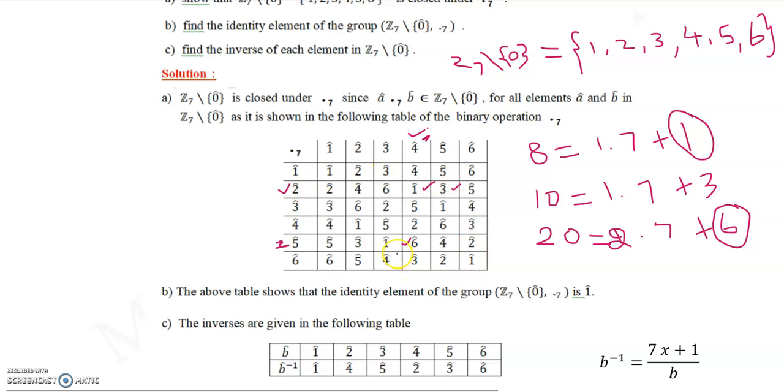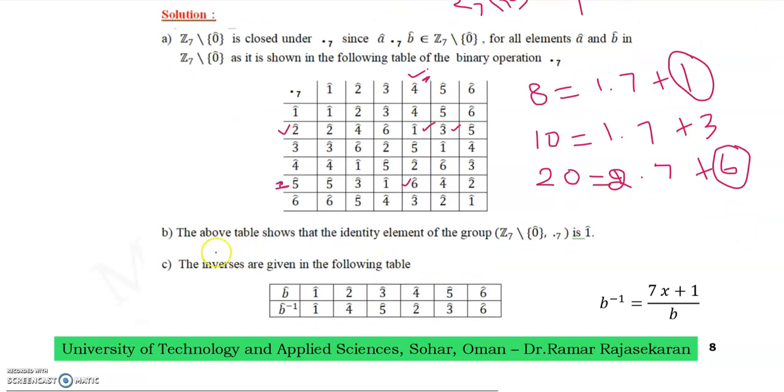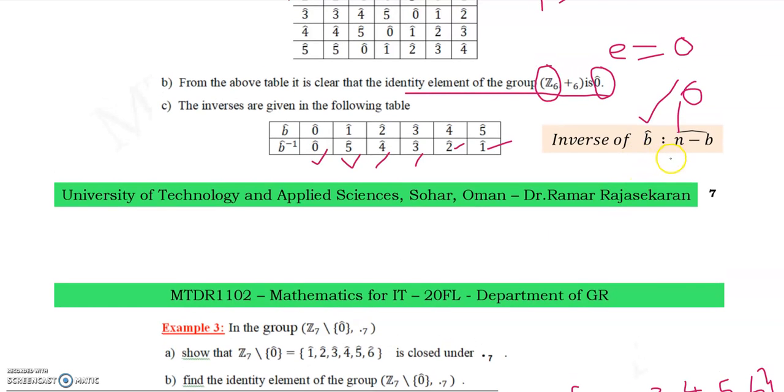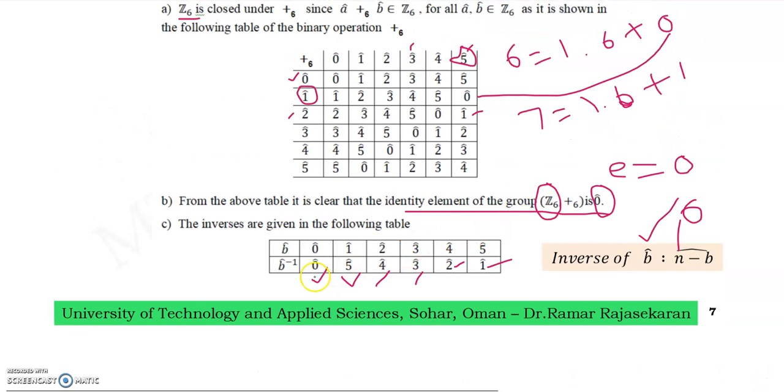Now, after this, the above table shows that for multiplication, what is the identity element? It is 1. So here the identity element is 1. Now you see the inverses are given in the following table. How to write the inverse? Here we followed the rule, then we have written the inverse.